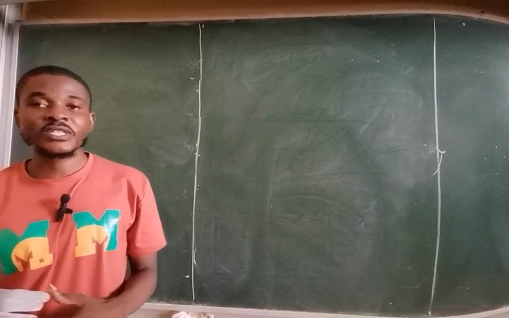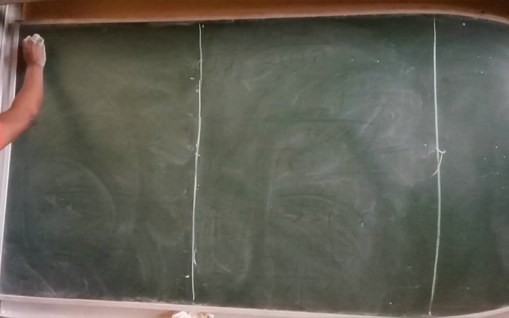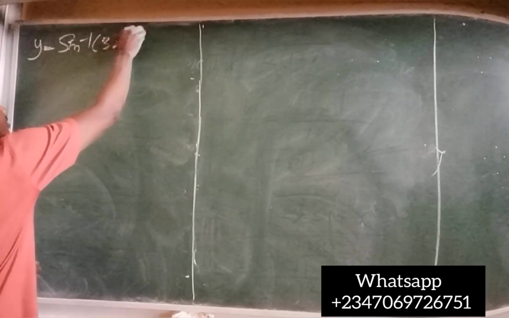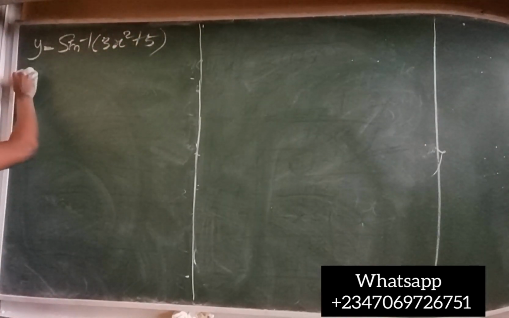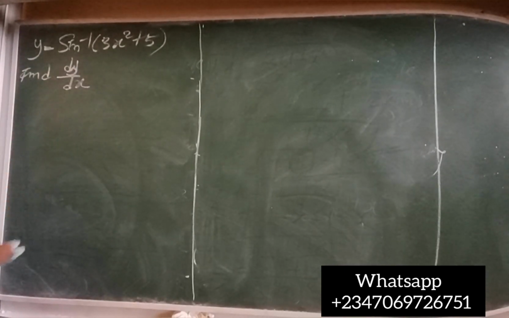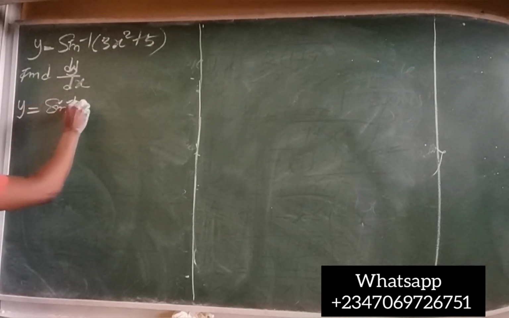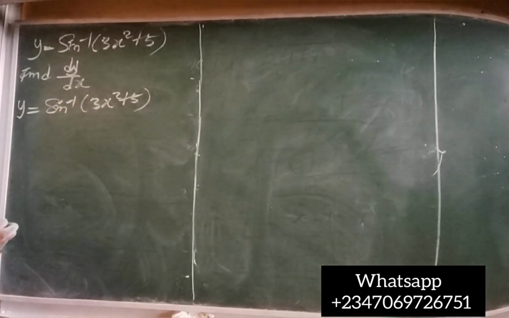So we are still on differentiation of inverse trigonometric functions. Let's say we have y equal to sine inverse of 3x squared plus 5, and we are asked to find dy over dx. Okay, so as usual, y equals sine inverse of 3x squared plus 5.